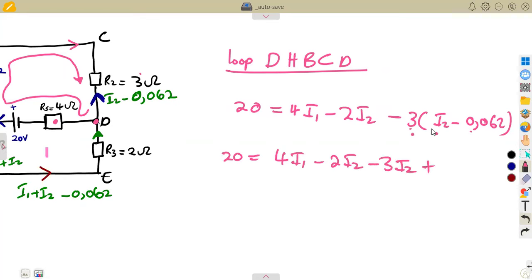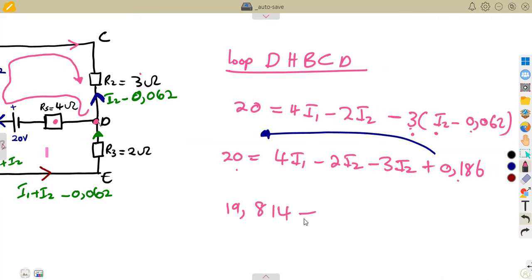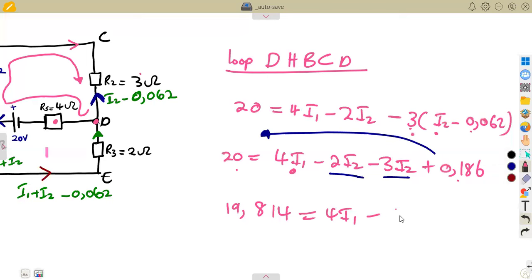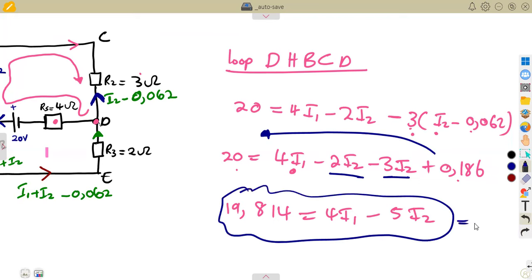0.186. So take this 0.186 to the other side of the equation. It will be a minus. That's 20 minus this. We are going to obtain 19.814, which is equal to 4I1, since there is only I1 there. Considering I2 and I2, that is minus 2, minus 3, that will be minus 5I2. So that's your formed equation again. So you've got equation 2.